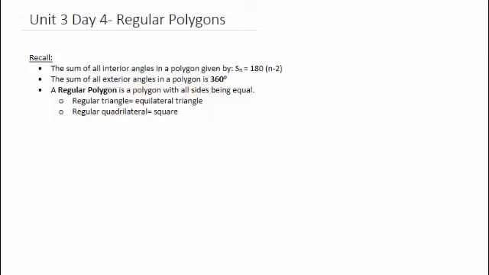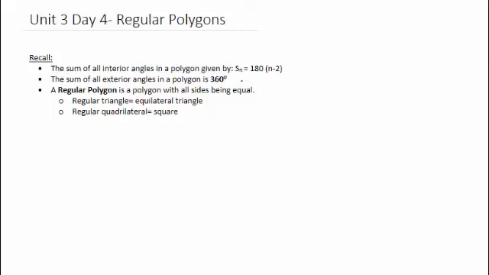Today we will be looking at Unit 3, Day 4, which is regular polygons. Before we start today's examples, there are a few things we need to recall. Firstly, the sum of all interior angles in a polygon is given by the following equation: 180 times n, which is the number of sides, minus 2.